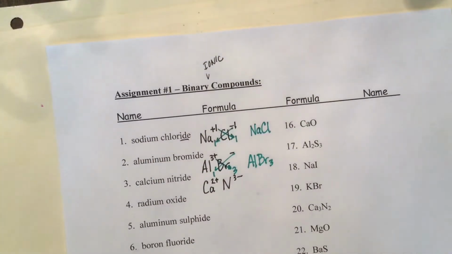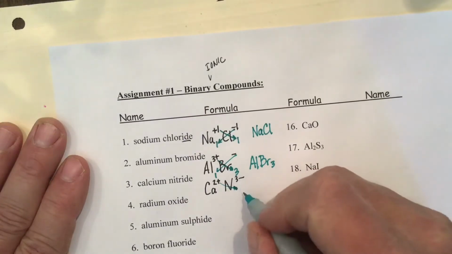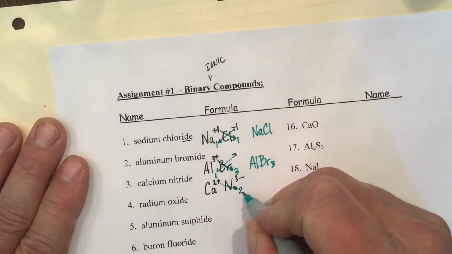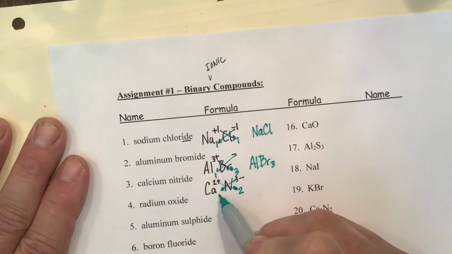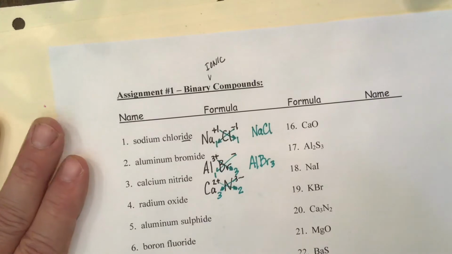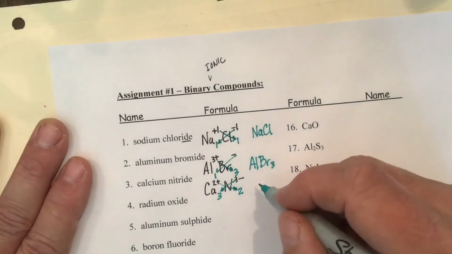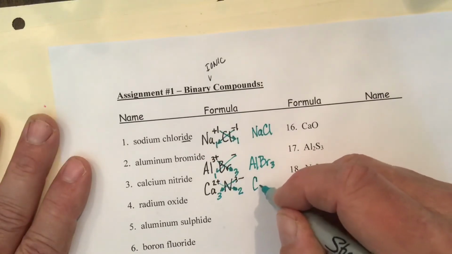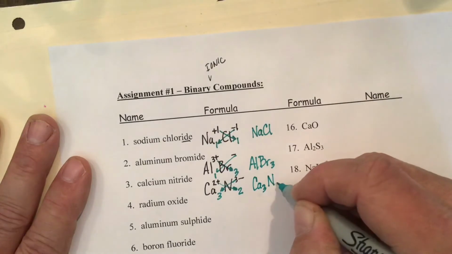All right, step 3, we're going to crisscross, and this 2 comes over here, and we're going to drop that plus sign. Remember, you drop the signs as if they were hot, and a 3 comes there. Now, can we simplify 3 and 2? Can we divide them by the same whole number? No, we can't. So this is the lowest whole number ratio these 2 ions can combine in. So we write the formula as Ca3N2.